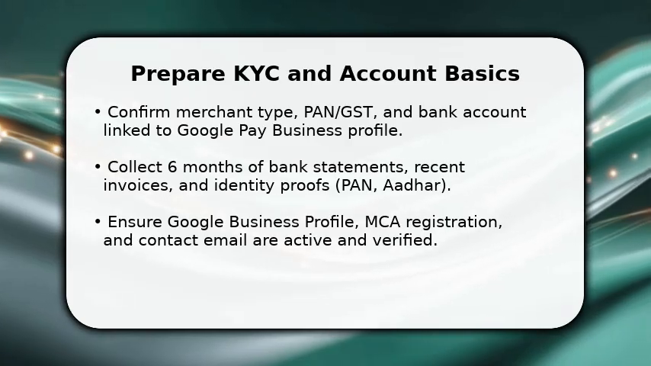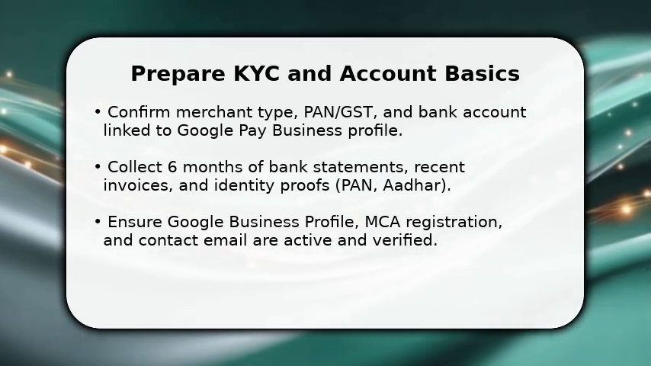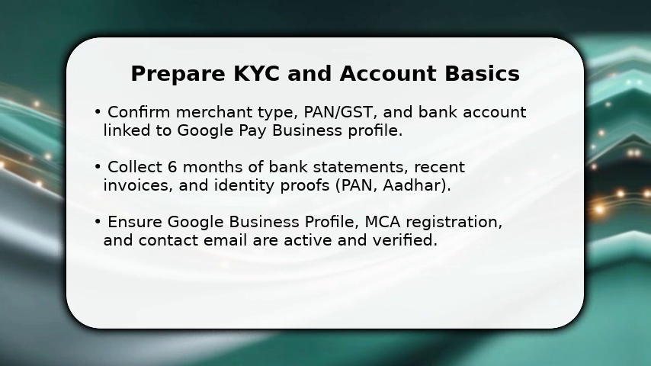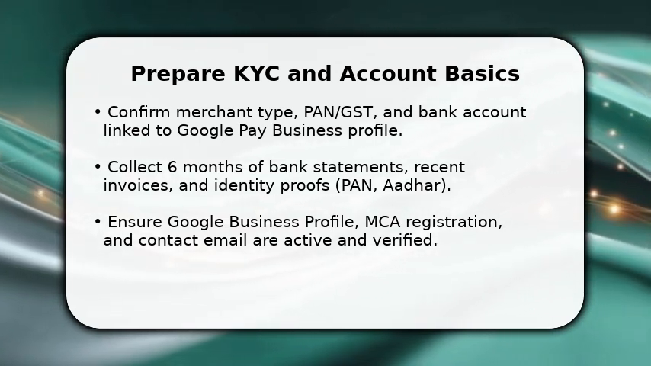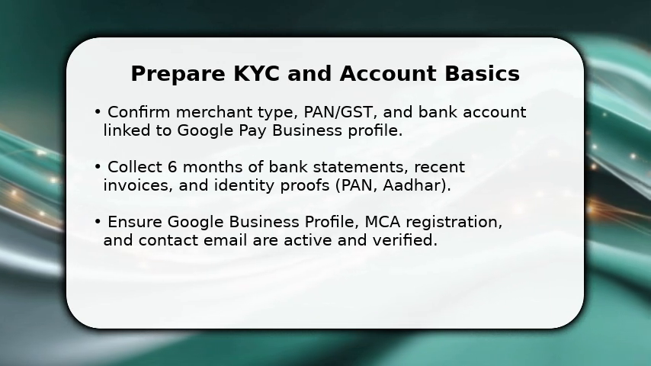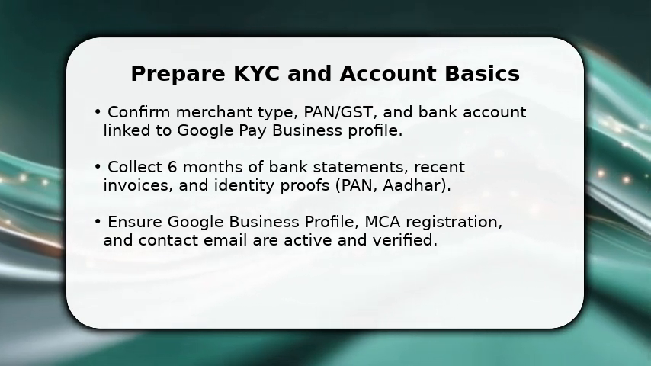You start by verifying core details: your merchant type, PAN/GST, and the bank account linked to Google Pay Business. Once done, gather 6 months of bank statements, recent invoices, and identity proofs like PAN and Aadhaar. These documents prove transaction volume and legitimacy.